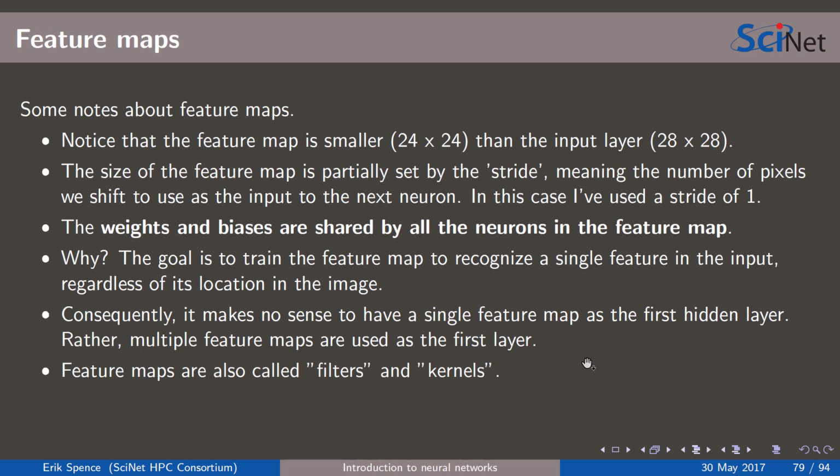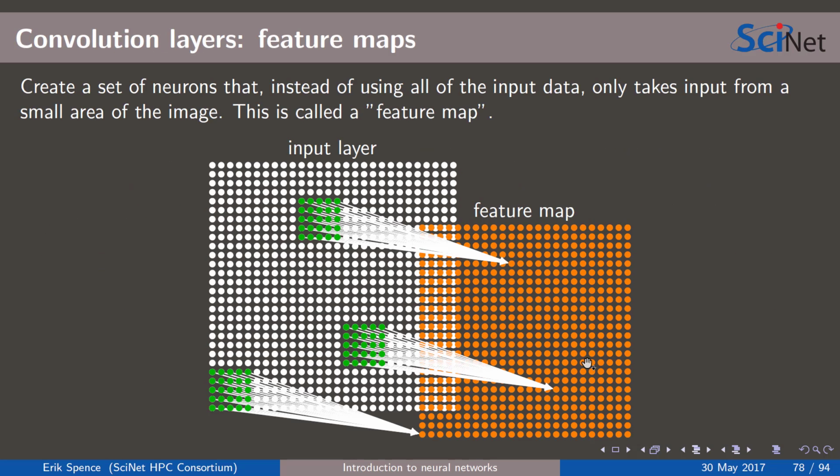Okay? Now, notes about feature maps. There's a very, very important flag I need to draw your attention to. It's this third bullet. Okay? The weights and biases are shared by all the neurons. There's only one set of weights and biases for the whole thing. All 400 neurons are sharing the same set of weights and biases. They only take the input from their particular 25, right? 5 by 5 grid. But we're going to share the weights and biases across everybody.